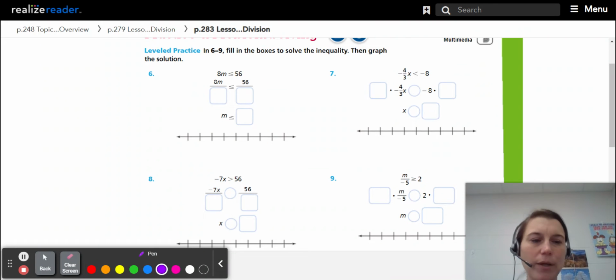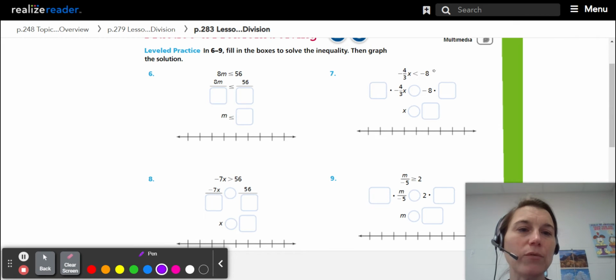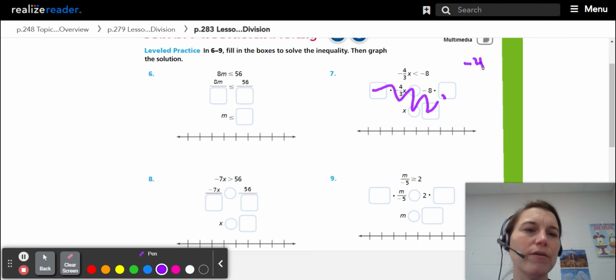Hi, we're still on page 283, or if you have the worksheet, then we are going to do problems 7 and 9. So we were talking about how when you solve a one-step inequality, it's like an equation. And so if I set up, I'm going to rewrite this because I don't like all these boxes. So I have negative 4 thirds being multiplied by x, and that's less than negative 8.